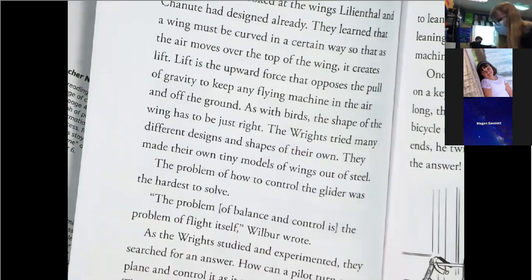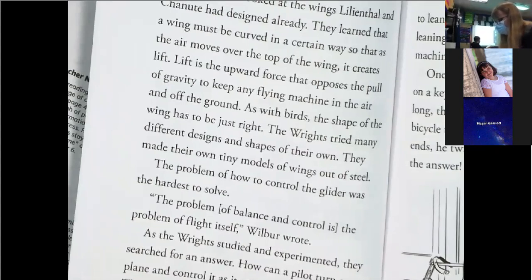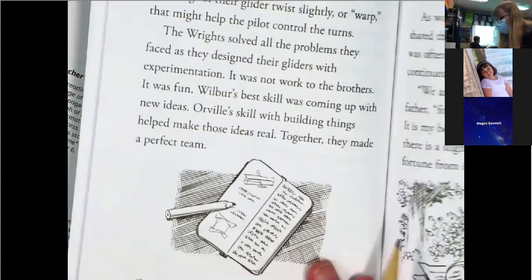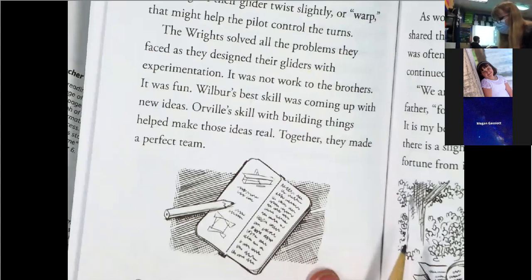One day in the bicycle shop, Wilbur chanced on a key part of the solution. He was holding a long, thin cardboard box that had contained a bicycle tire's inner tube. As he held the box by the ends, he twisted it. Suddenly, he realized he had the answer. Twist the wings. If they could make the wings of the glider twist slightly or warp, that might help the pilot control the turns.